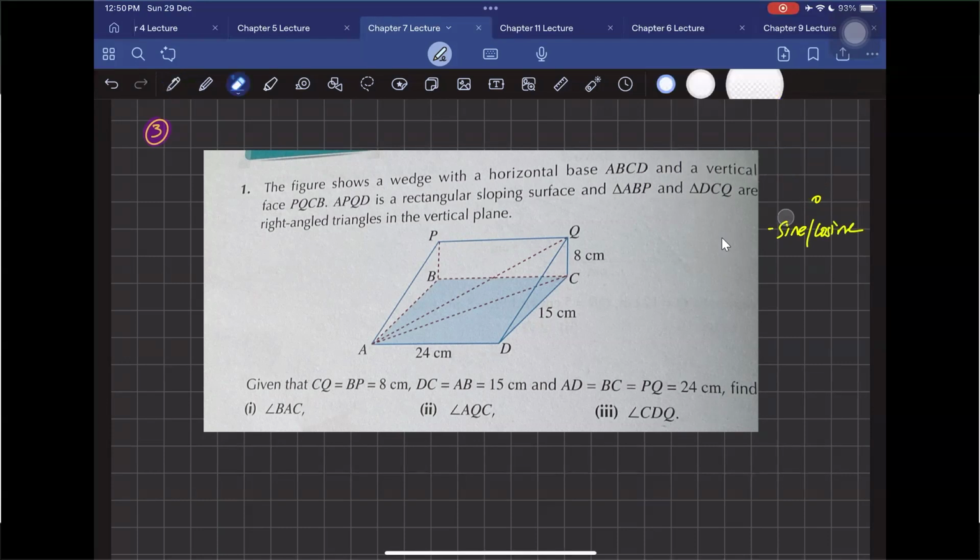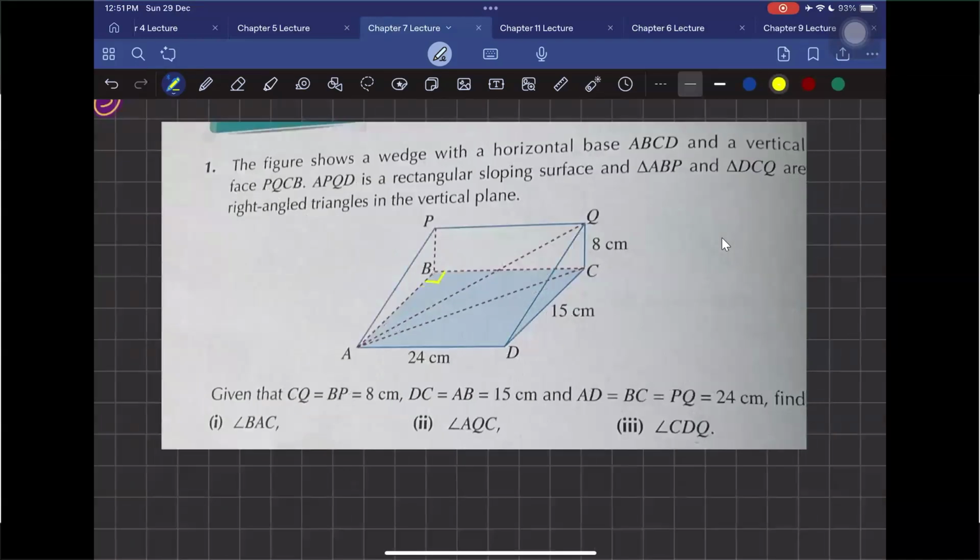Okay, so let's take a look at this question. I'm not going to read through it; you can read through yourself, but I'll move on to the question straight away. So your first part, they're asking you to find angle BAC. So this angle. In this case, you know it's a right angle triangle because the base ABCD is a horizontal base, and it has a vertical face. So you have a right angle triangle.